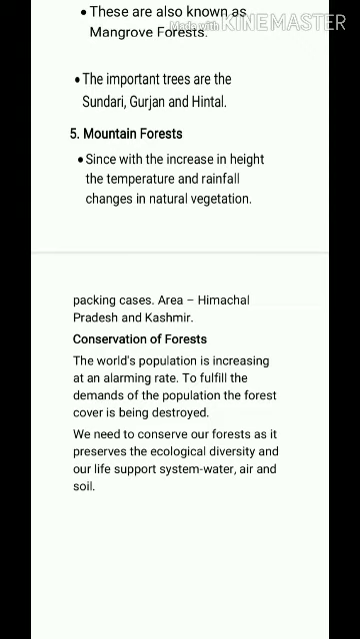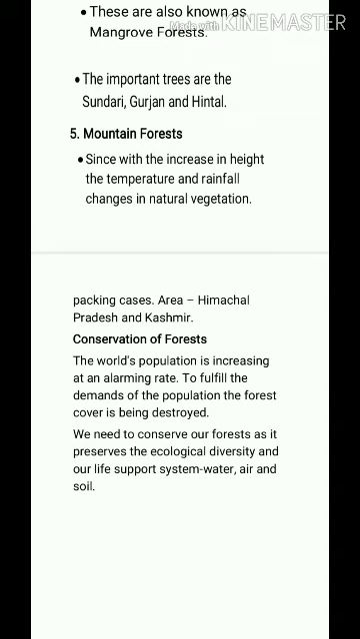We need to conserve our forest as it preserves the ecological diversity and our life support system: water, air, and soil. The Forest Conservation Act in 1988 made strict punishment for those who violated the rules. Strict measures were taken to regulate the activities of the tribals, with provisions regarding felling of trees in hilly areas, to stop grazing, and to prevent forest fires.